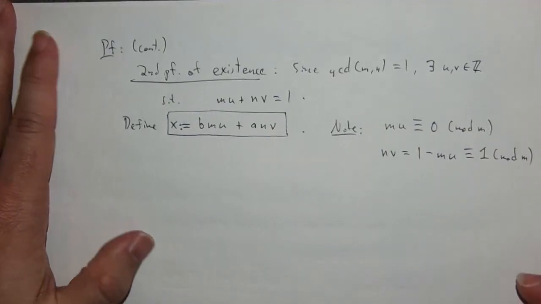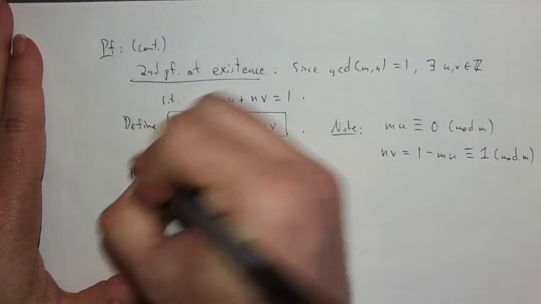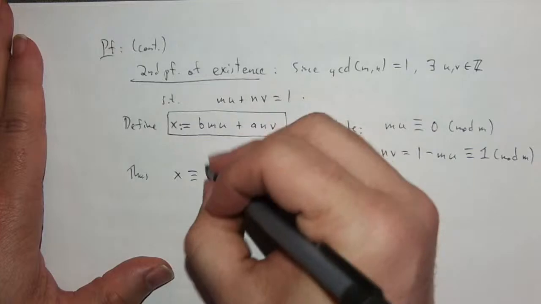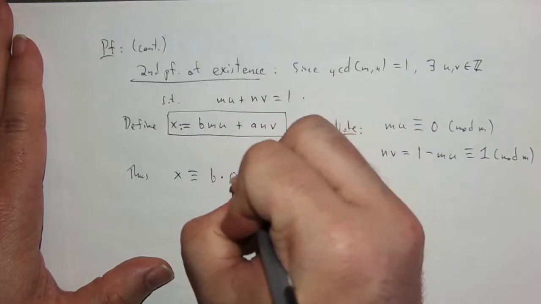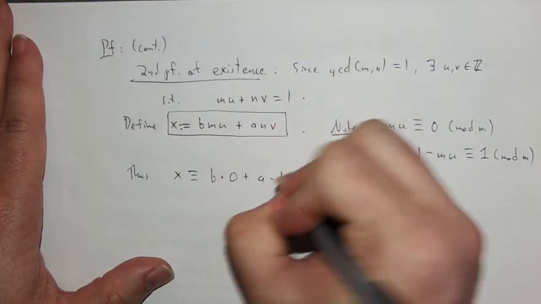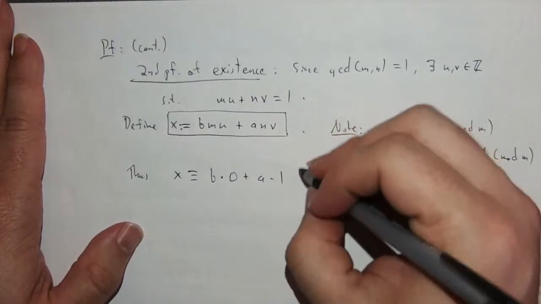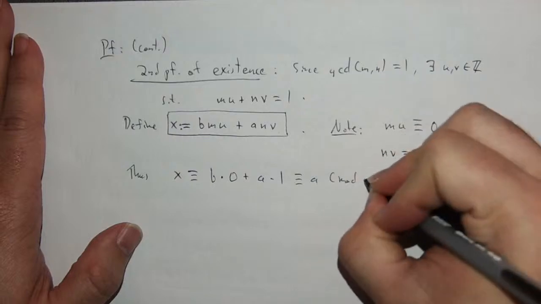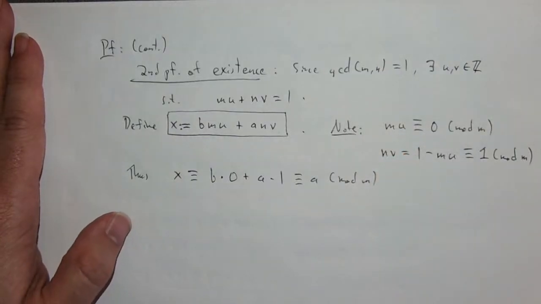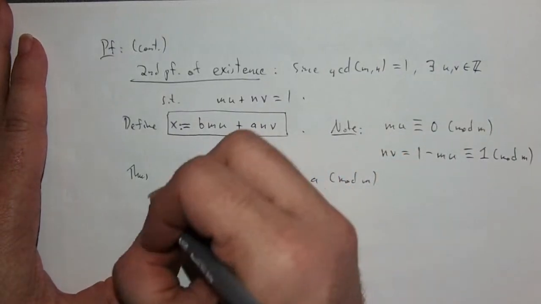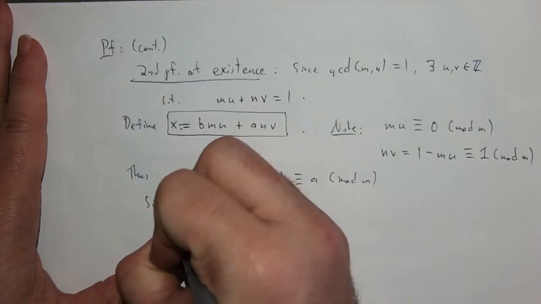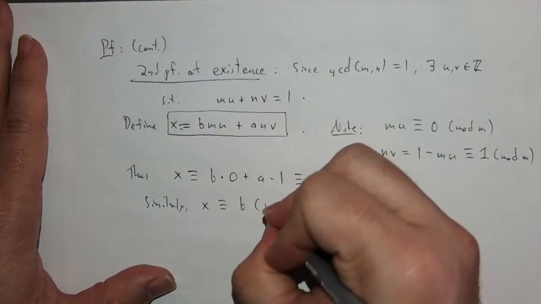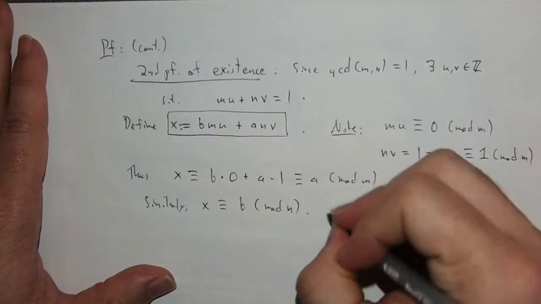Thus, X is congruent to B times 0 plus A times 1 mod M, but that's just A. So X is congruent to A mod M. Similarly, X is congruent to B mod N.